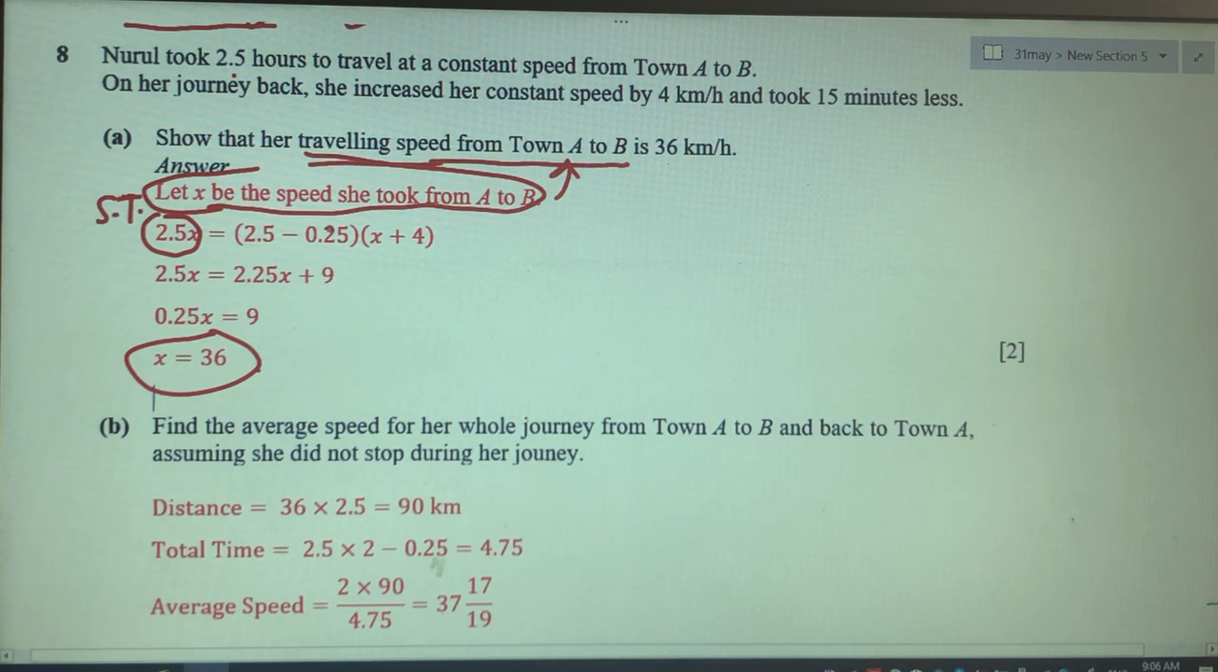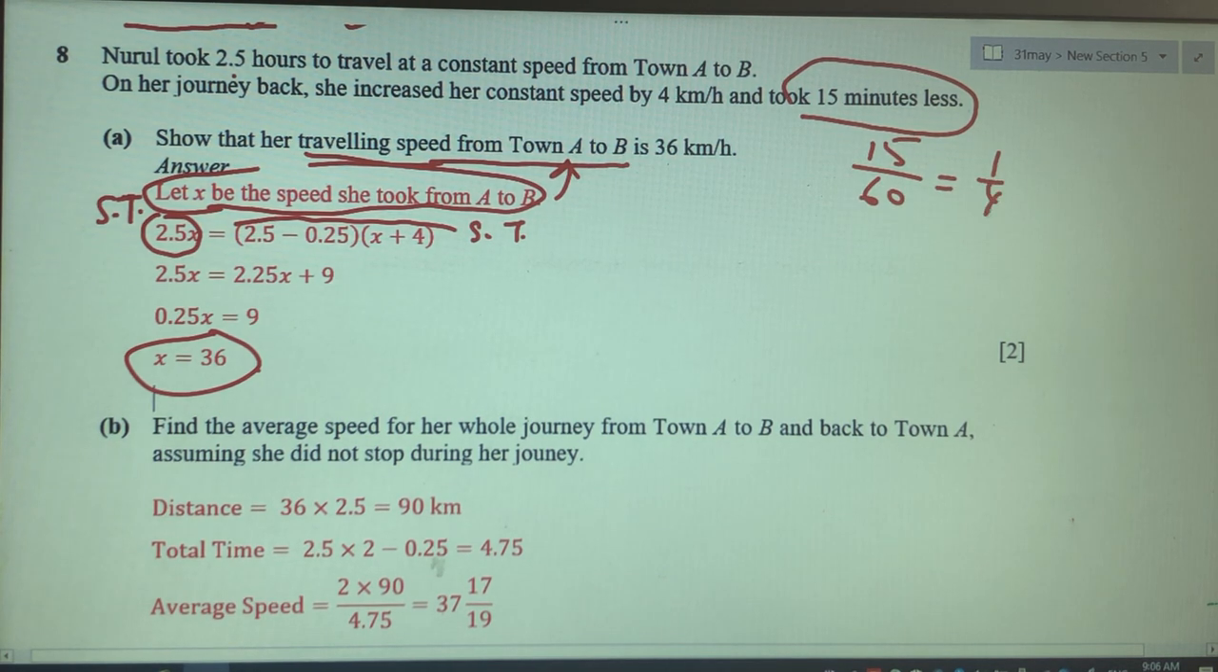Okay? This must be equal to the speed times time on the return journey. On the return journey, you took 15 minutes less. Now, 15 minutes, take note, 15 out of 60 is actually 1/4. That's how you get this: 1/4 of an hour. Because this is in hours, you must change this to hours. Very important, this part here. At O level, they normally require you to do some unit conversion.